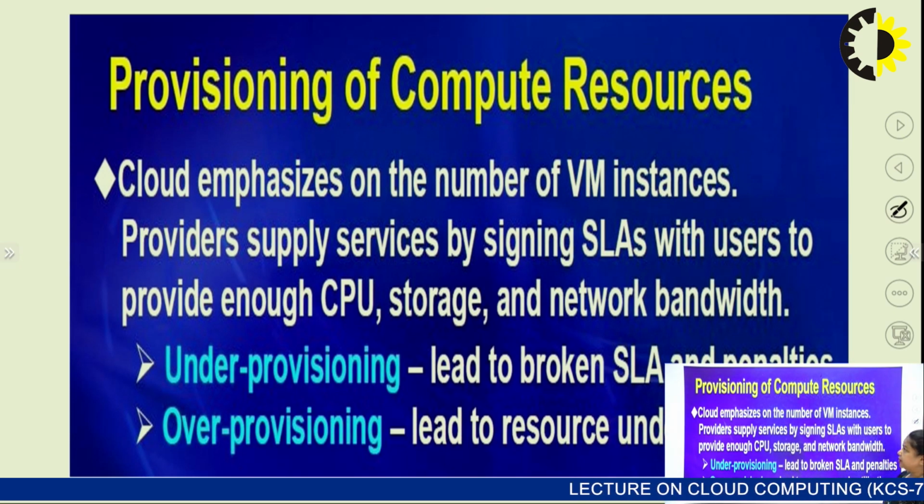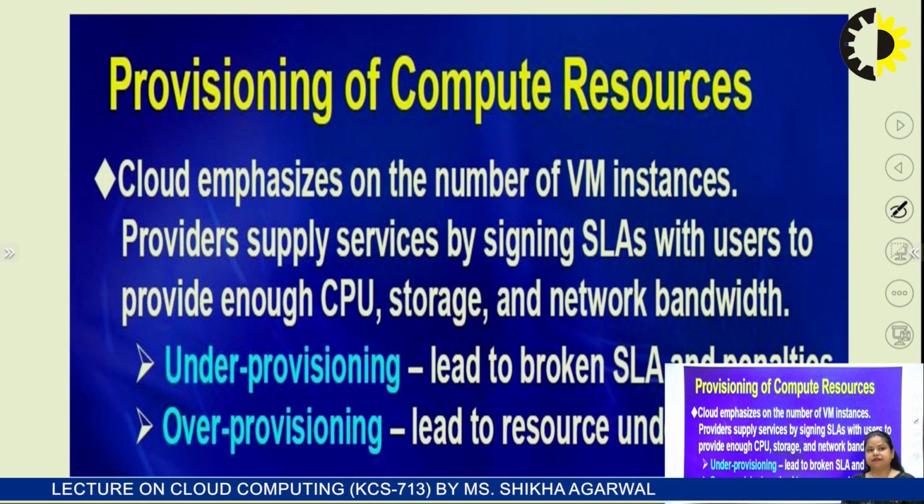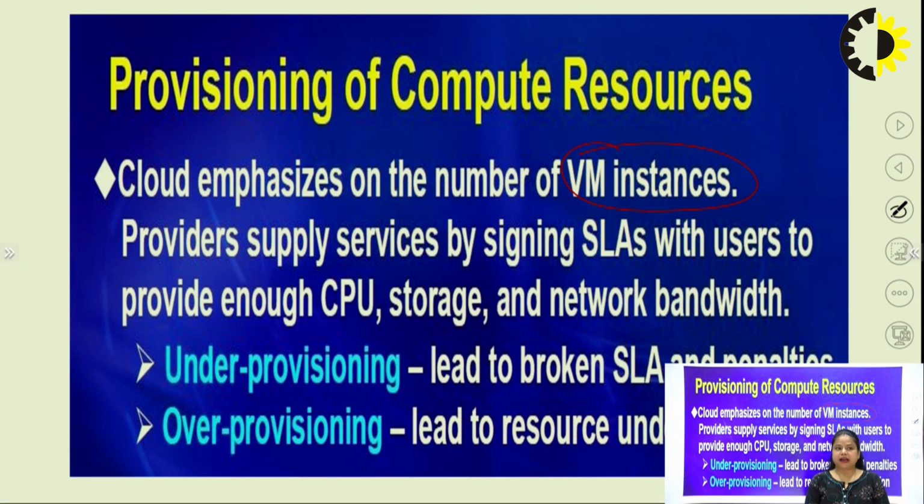Now, if I'm talking about the provisioning of compute resources, the cloud emphasizes the number of virtual instances and how all those virtual instances are created. Whoever the service providers are, they always sign SLAs with their users so that they can provide better functionalities and better quality of service parameters, like enough CPU, enough storage space, and simultaneously network bandwidth. In that case, we are going to talk about two terms: first, under provisioning, and second, over provisioning.